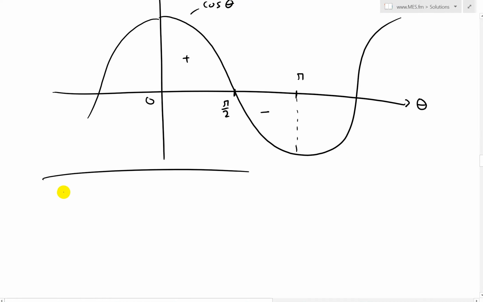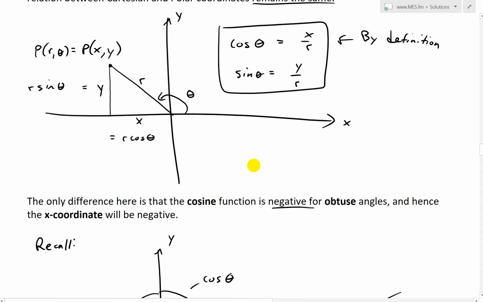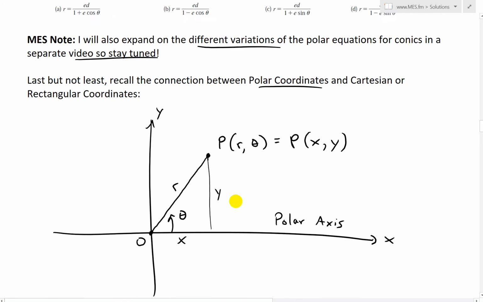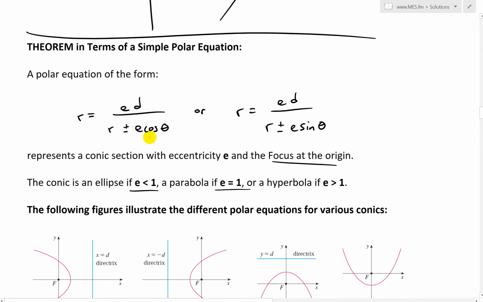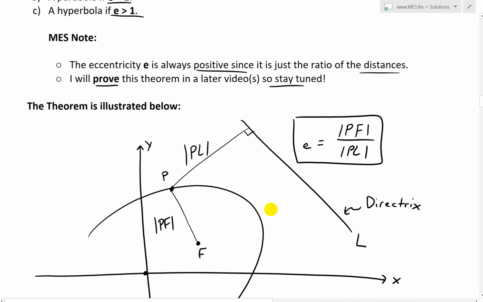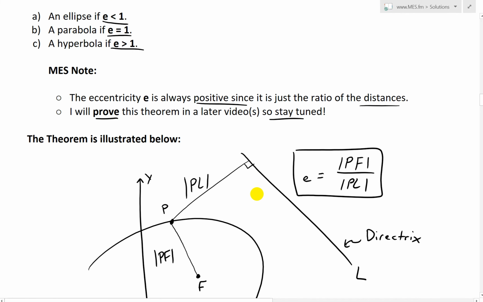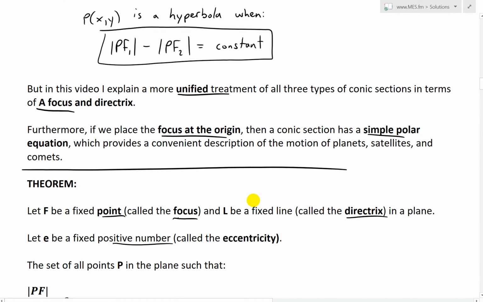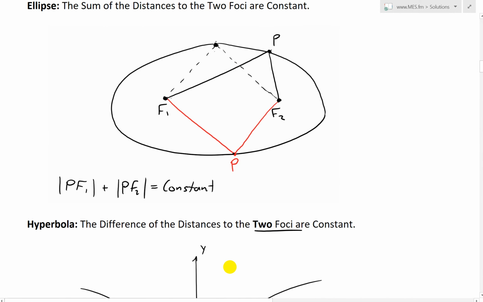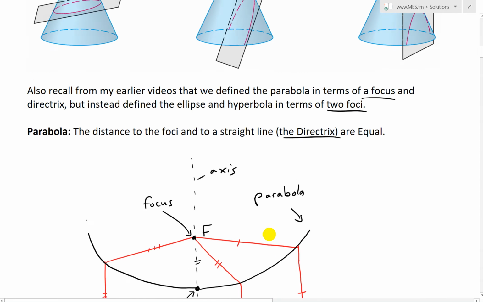Just one last thing, hashtag stay tuned for my later videos. I'll be going over the proof of the theorem and more detail on the different variations of this simpler formula for polar equations of the conic sections, and also go over the proof that this is in fact a unified theorem that encompasses the parabola, ellipse, and hyperbola conic sections. Anyways, that's all for today.